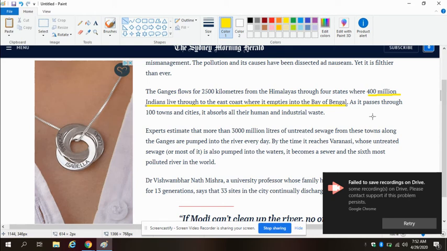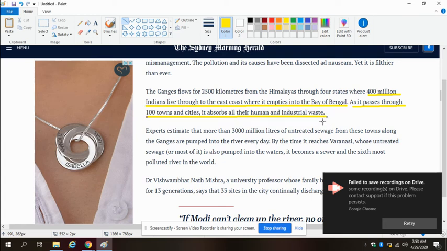As it passes through 100 towns and cities, it absorbs all their human and industrial waste. That's definitely a good piece of data because it's passing through 100 towns and cities. Imagine how much human and industrial waste it picks up as it does that.